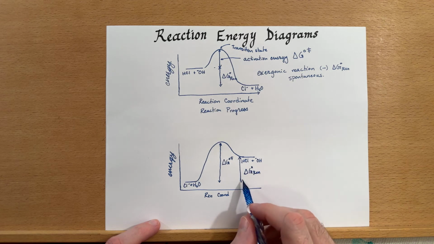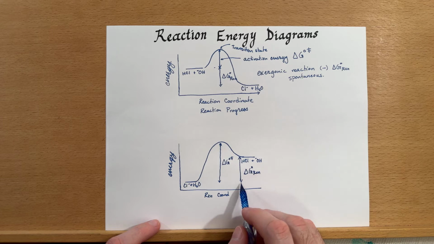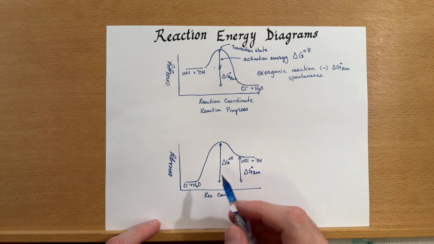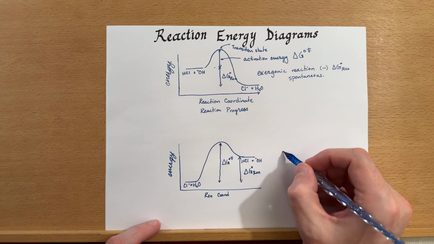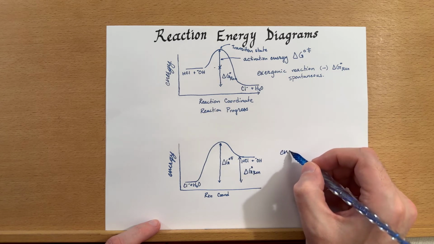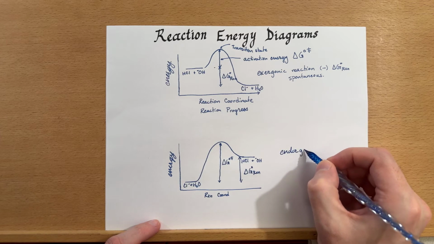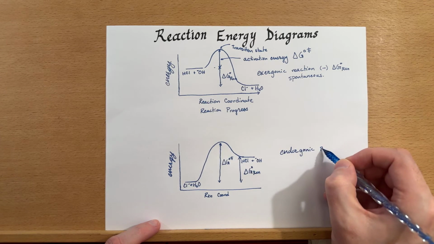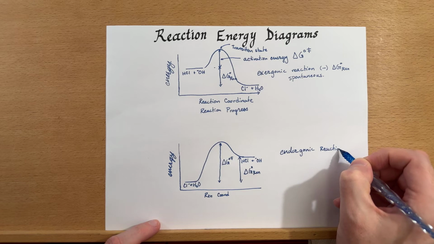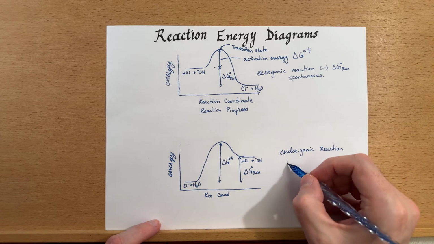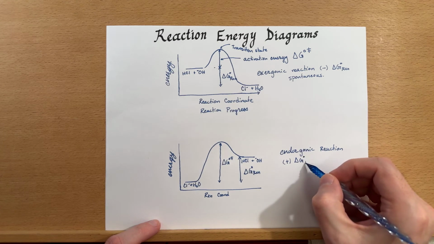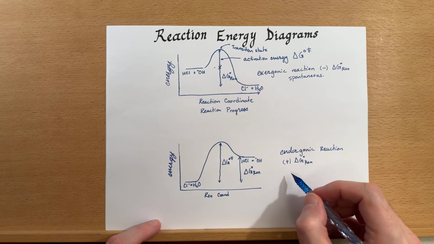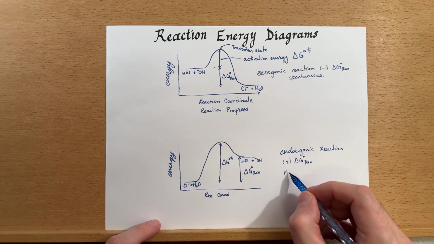And you'll notice that my delta G of reaction is now a positive number because I had to go up from where I started. So this is an example of an endergonic reaction. And that is, we have a positive delta G. And this is not spontaneous.